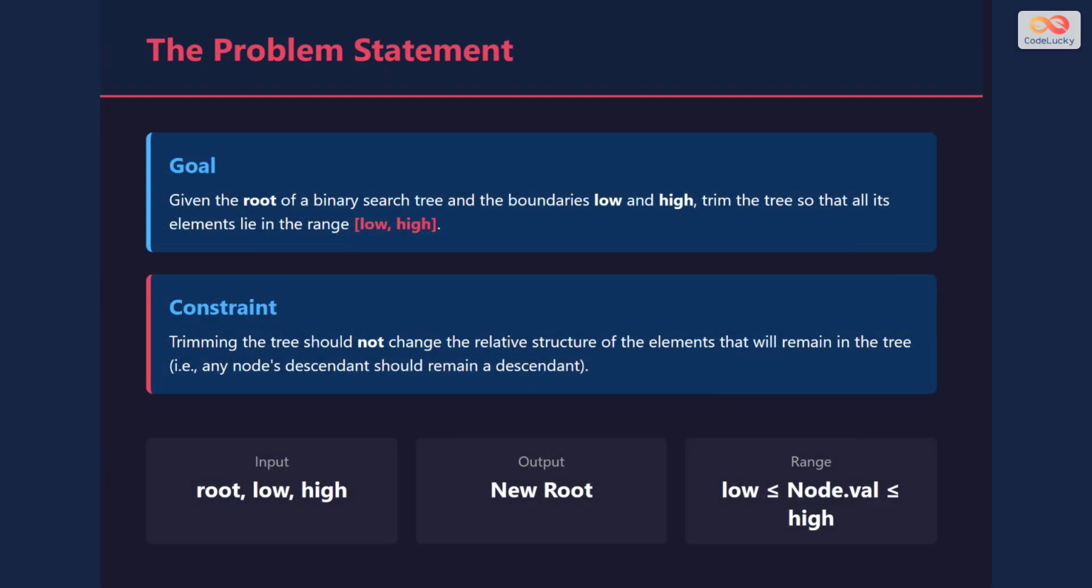Here is our task. We are given the root of a binary search tree and two integers, low and high. We need to trim the tree so that all remaining nodes have values between low and high, inclusive. The tricky part is that we must maintain the binary search tree structure. We cannot just delete nodes randomly. The remaining descendants must still follow the left is smaller and right is larger rule.